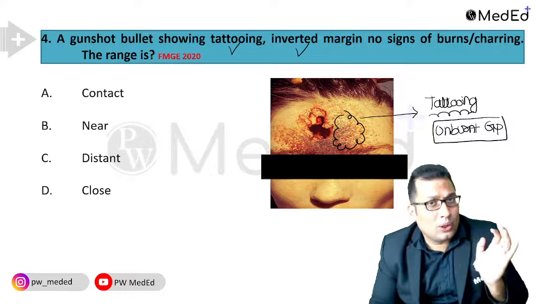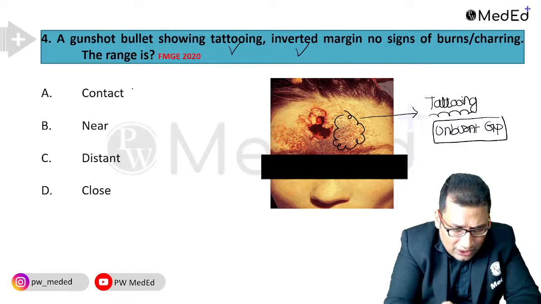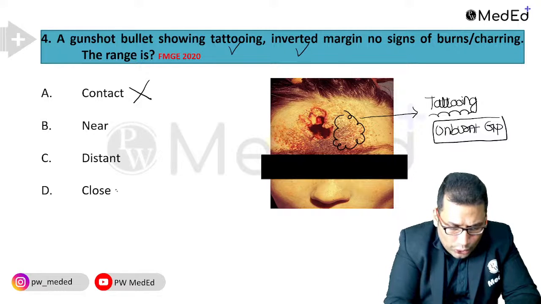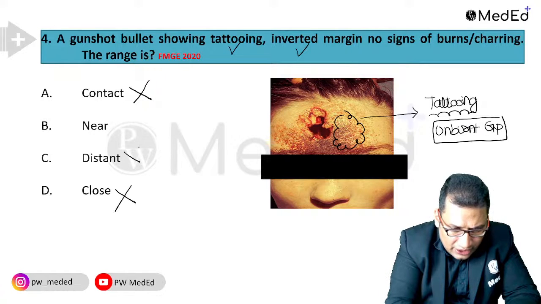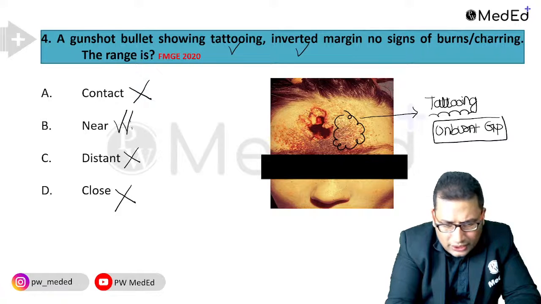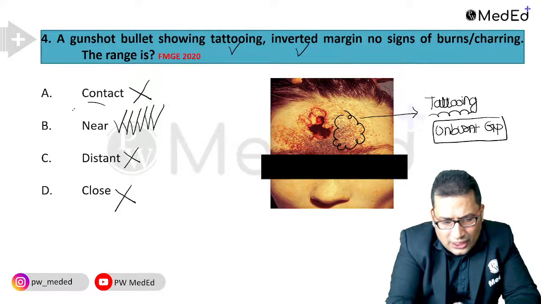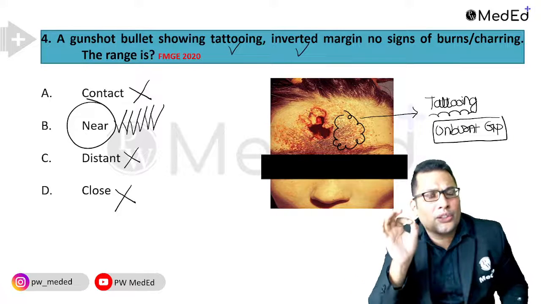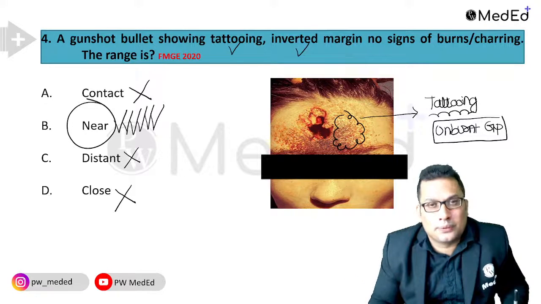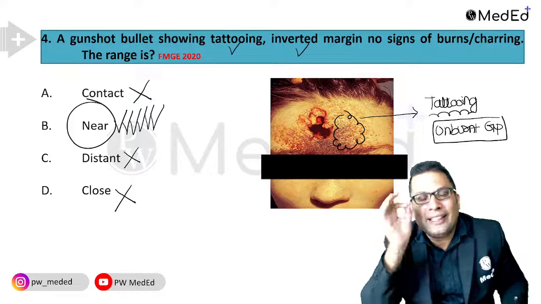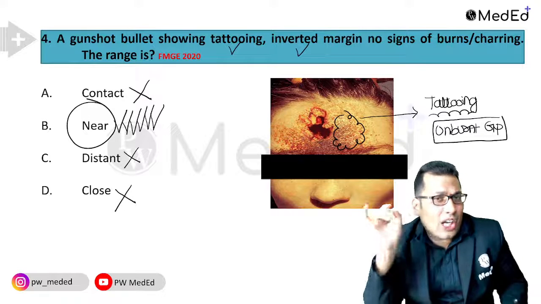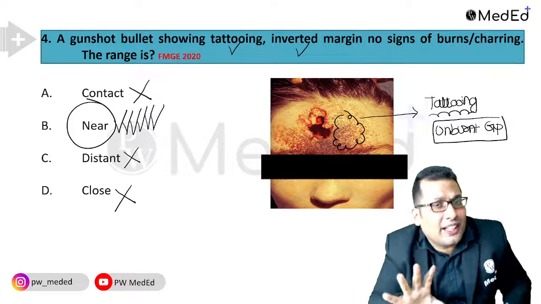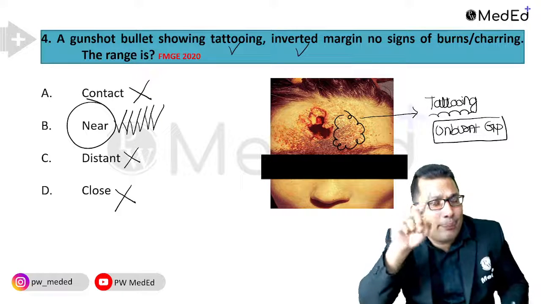So that will rule out a contact shot. This is not a close shot, and not a distant shot. Your answer should be near shot. The near shot in the case of revolver and pistol is characterized by tattooing. Tattooing is because of unburnt gunpowder. They are superficial entry wounds present around the main entry wound.